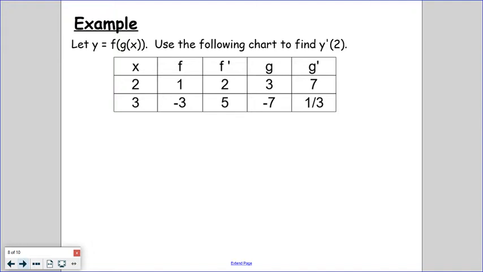So let's look at this one. Let y equal f of g of x. Use the following chart to find y prime of 2, or the derivative of y at 2. If they are setting it up like f of g of x, and we don't know what the functions are, these are just generic functions, f and g, and they give us some given values of the functions and of their derivatives. When we look at this, I see a composite function, right? That's what that means.